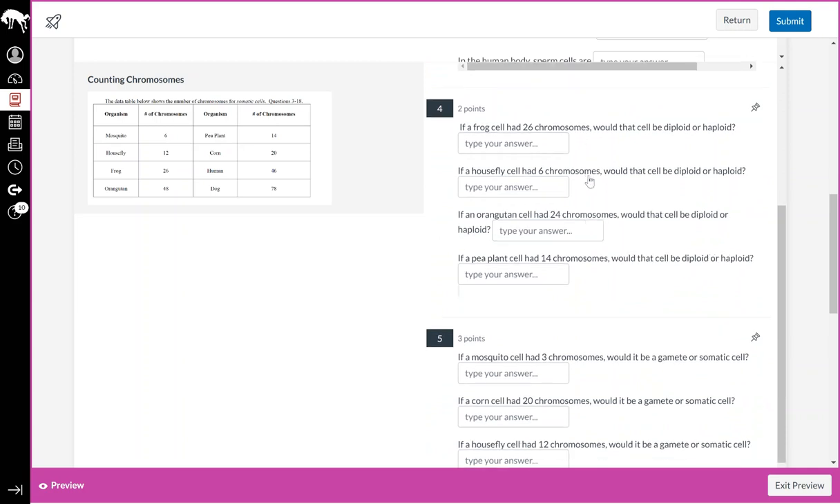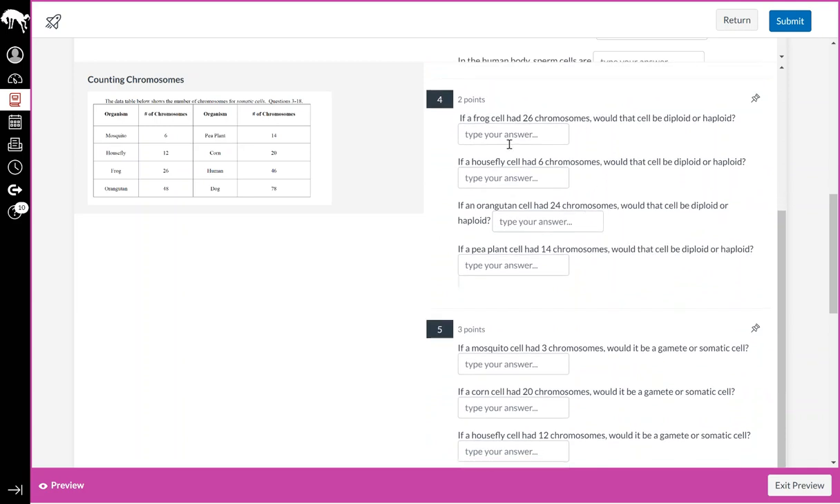Down here, it wants you to identify, is it diploid or haploid? And it's looking for you to write that word down. So if a frog cell has 26 chromosomes, would that cell be diploid or haploid? Well, let's look over here. Somatic frog cells have 26 chromosomes. So if we know that somatic means diploid, then we know that if a frog cell has 26 chromosomes, then it's diploid.